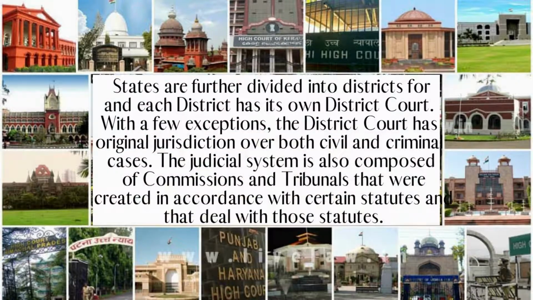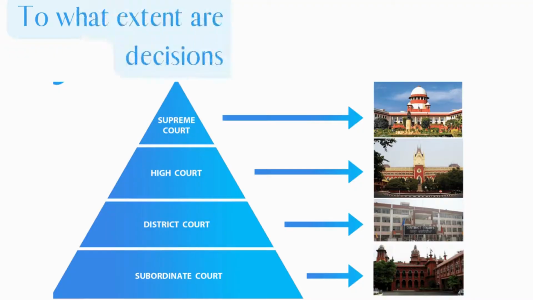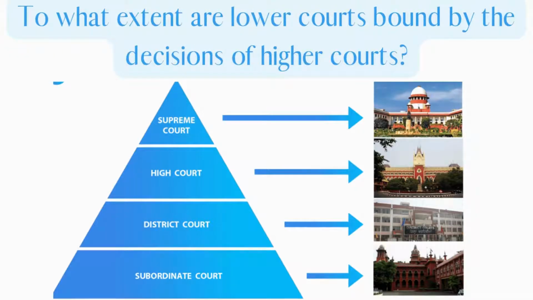States are further divided into districts for administrative convenience, and each district has its own district court. With a few exceptions, the district court has original jurisdiction over both criminal and civil cases. The judicial system is also composed of commissions and tribunals that were created in accordance with certain statutes and that deal with those statutes.